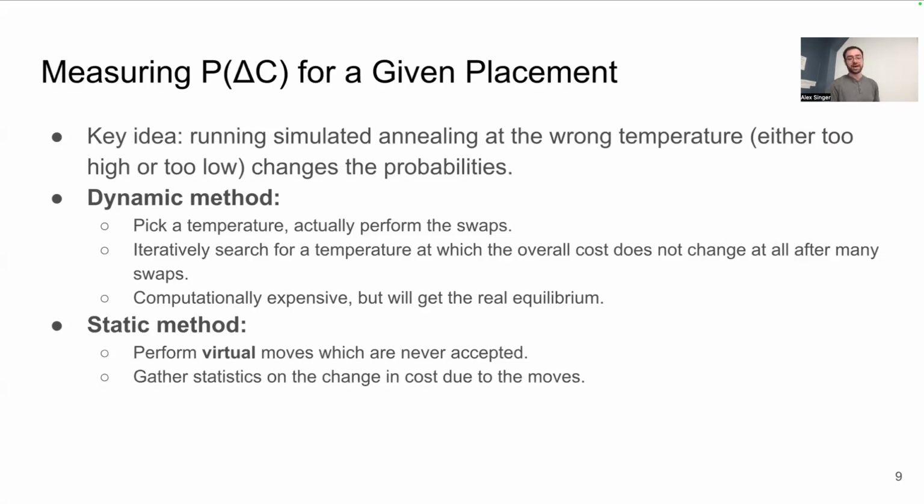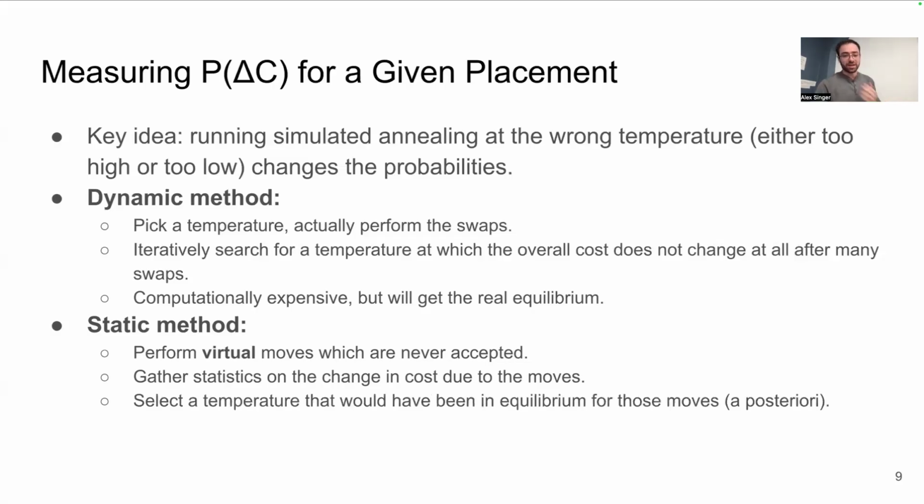And then I can use that to gather the statistics on the change in cost due to the moves, and then I can use that information to decide what temperature I should have used. Now you select a temperature that would have been in equilibrium for those moves a posteriori. Basically, using the data that you found, you figure out what temperature it should have been.